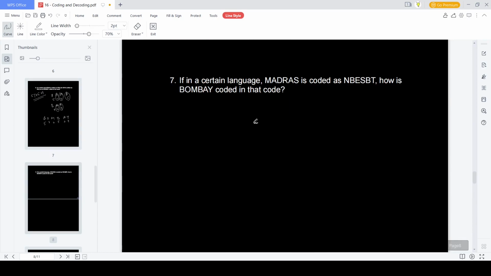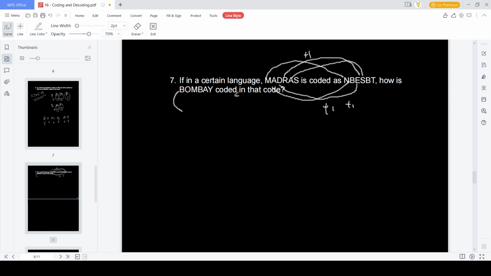Next question. In a certain language, Madras is coded as NBESBT. How is Bombay written in that code? Clearly I can see M to N is +1. Again A to B is +1. Again D to E is +1. So my doubt is answered, R to S is +1. A to B is again +1. So I can understand that everything is +1, right?